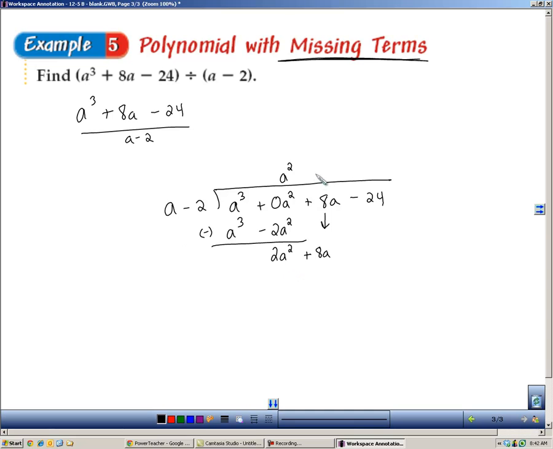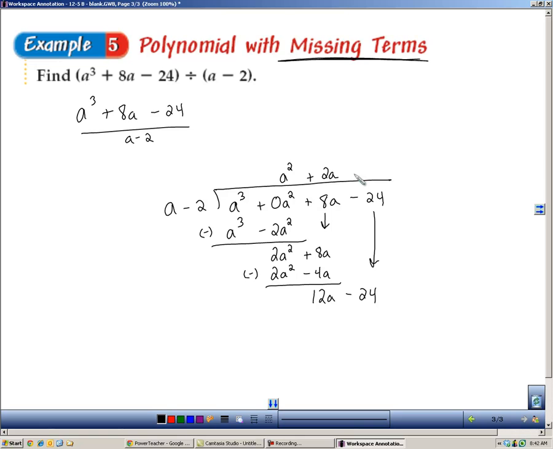a times what is 2a squared? The answer is 2a. So 2a times a is 2a squared. 2a times negative 2 is negative 4a. Always subtract. So 8 minus a negative, that's a plus. 8 plus 4 is 12. Bring down the minus 24.